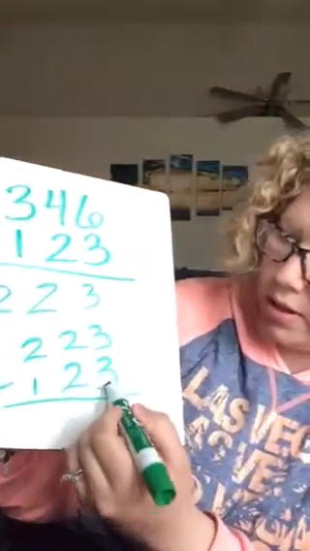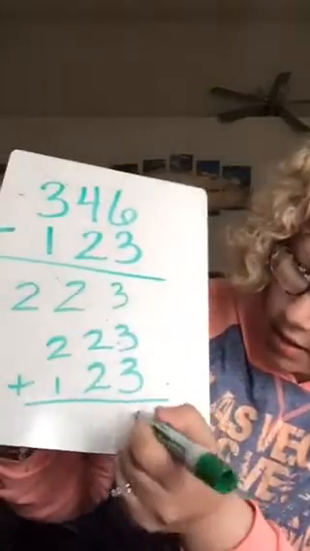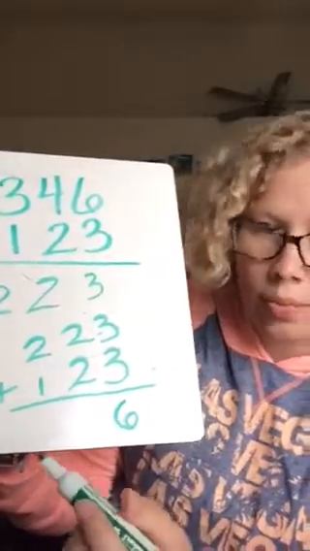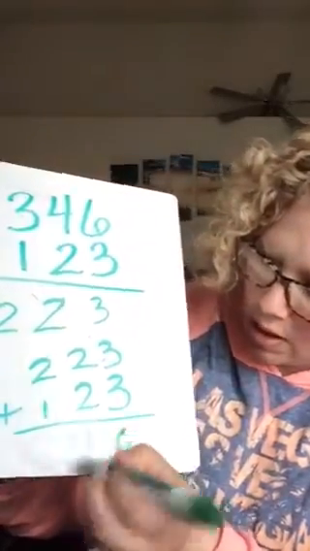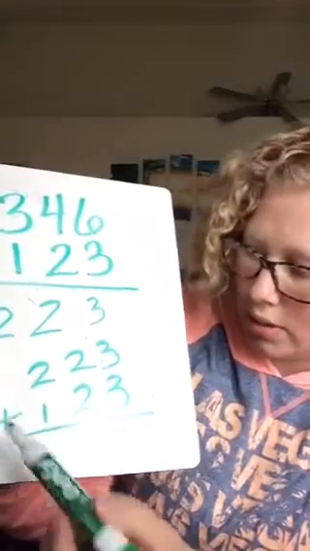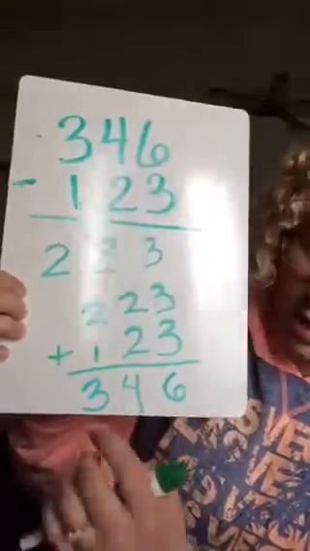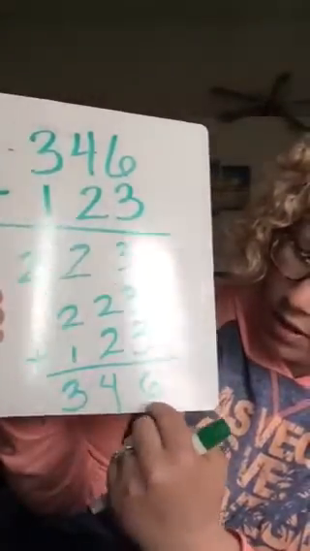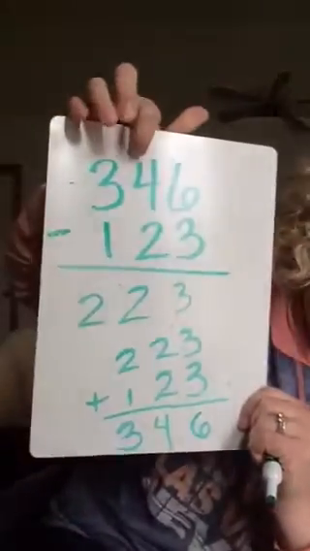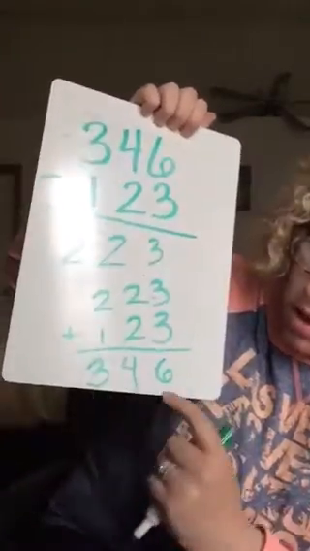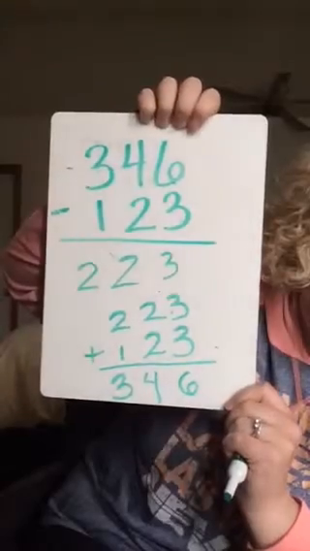Okay, 3 plus 3 is 6. Ooh, another double. 2 plus 2 is 4. And then 2 plus 1, not a double this time, but that's okay. 2 plus 1 is 3. Now I'm going to check to see if this number, 346, is the same as my top number up here. I know I did it right. 346, 346. So I did it right.